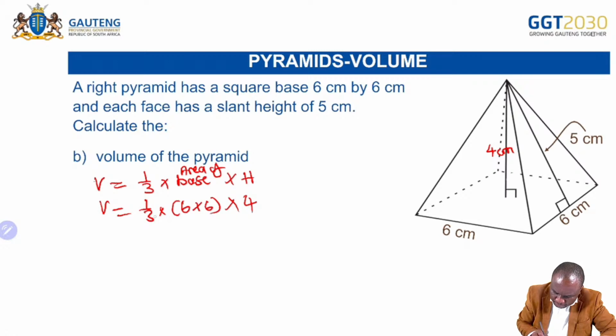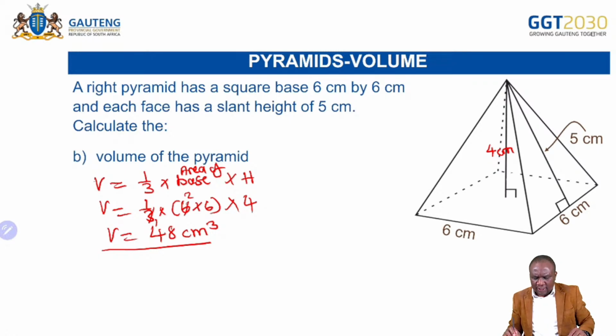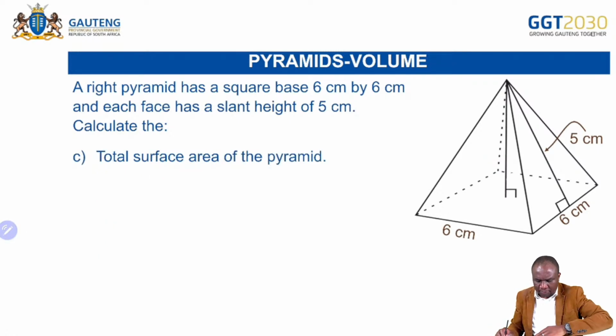This one can be done even without a calculator: 3 into 3 is 1, 3 into 6 is 2, 2 times 6 is 12, 12 times 4 is 48. So the volume is 48 cubic centimeters, okay? All right, let me show you the surface area so that we can move on to the other 3D objects.